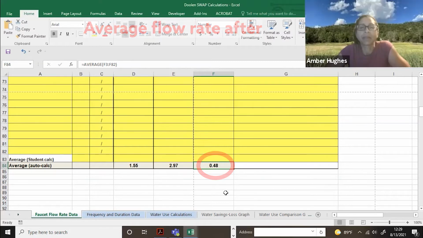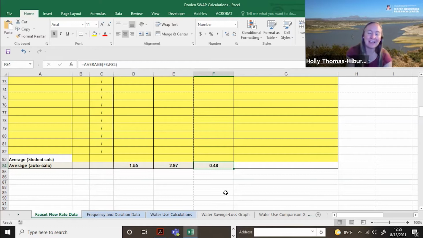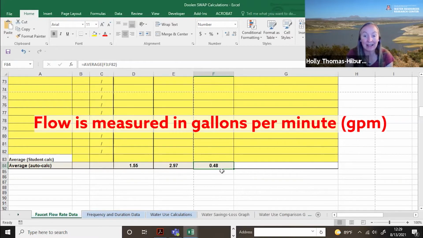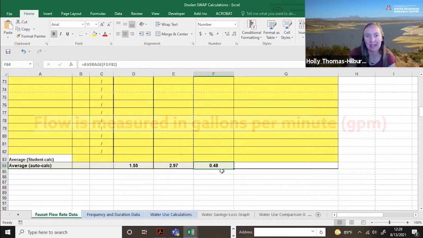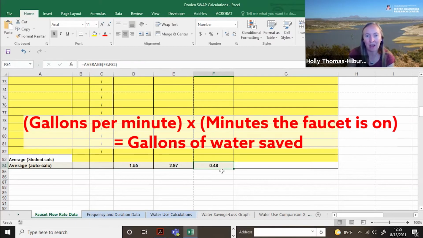Well, they might say some of those numbers down there. So they might say we saved 0.48 gallons per minute of water. Something like that, right? They might say any number of things. So we want to help them to think about, well, what does that mean? And do they remember the units? It's gallons per minute. And so if it's per minute and we want to know how many gallons we saved, we need to figure out how many minutes the faucets are on.